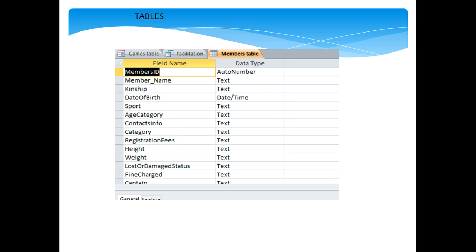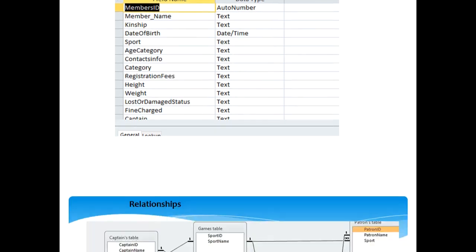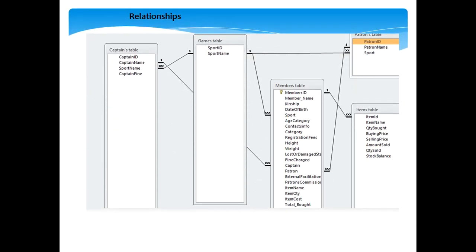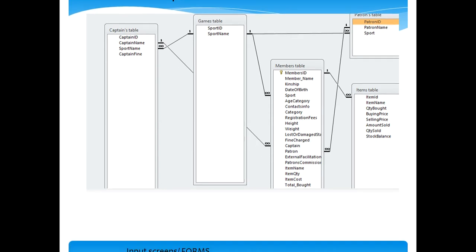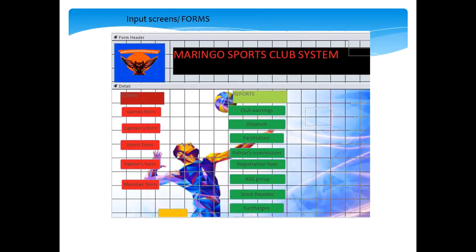You see, I have screenshot a table in design view showing field names and data types, just like you can see there. Then relationships. You must screenshot a relationship showing at least 4 links. Mine has more than 4 links. So you do that, you screenshot the relationship. Then in the input or forms, you see what I am doing. You can screenshot the forms, just like I have done.